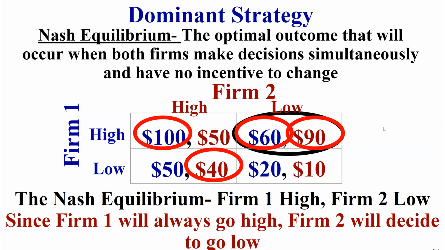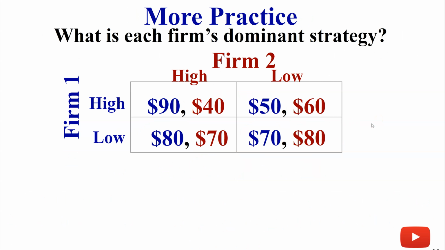When both firms are making decisions and have no incentive to leave that box, they're going to lose money if they leave that box. That's the Nash equilibrium. The question that always comes up is, do I have to have a dominant strategy in order to have a Nash equilibrium? No, as you can see here, firm 2 does not have a dominant strategy, and yet the Nash equilibrium is for firm 2 to go low and firm 1 to go high. Because again, Nash equilibrium is about the idea of incentive. Is there an incentive for them to leave that box? There is no incentive for firm 1 or firm 2 to leave that box that we see here. So no incentive for them to leave.